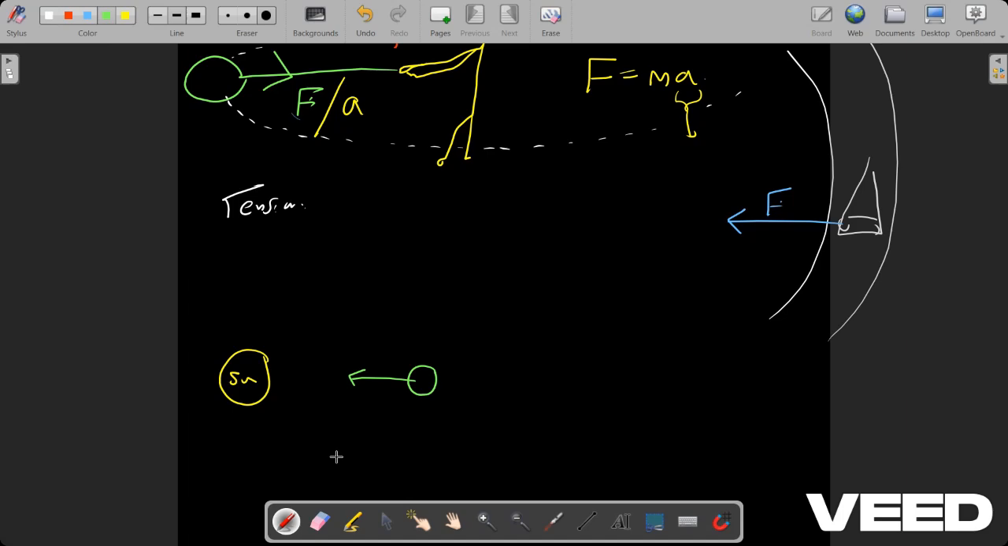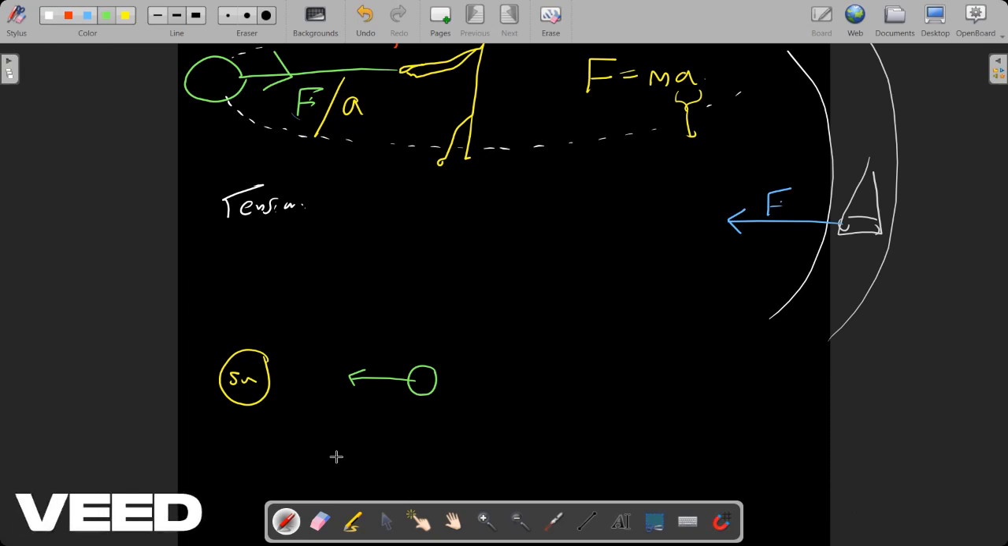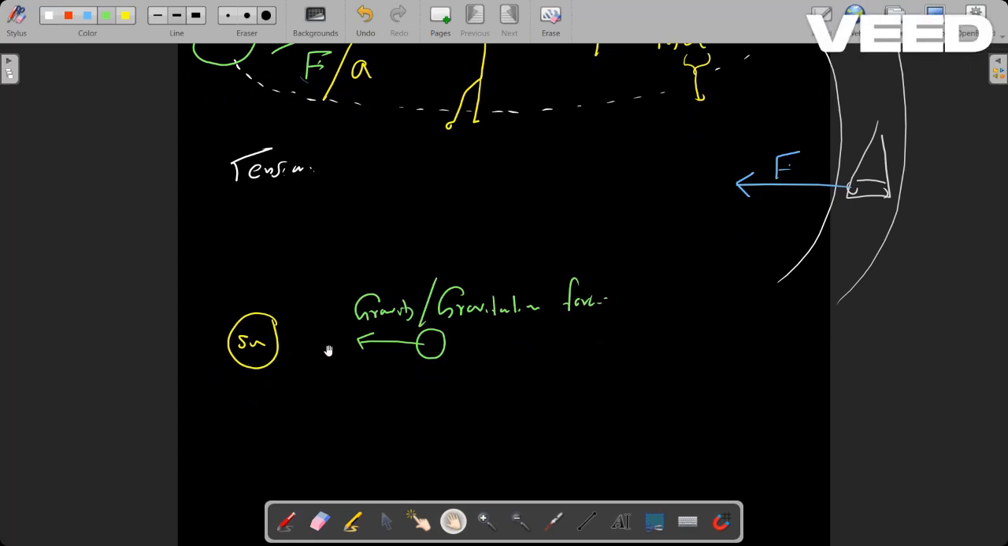Any answers? No. It's the gravitational pull, right? The gravity between these two objects. The gravity is acting as a centripetal force. The gravitational force is the centripetal force acting between the Sun and the Earth. Now here we have Earth. Okay.